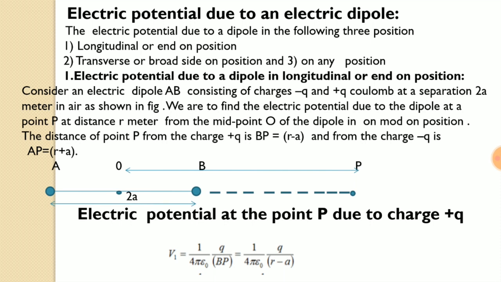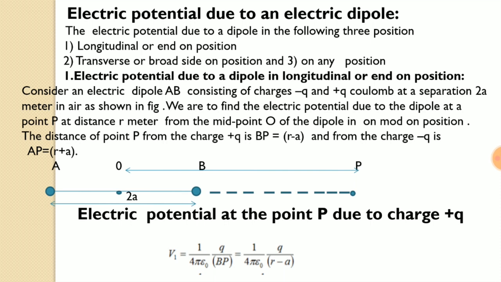So, consider an electric dipole AB consisting of charges minus Q and plus Q coulomb at a separation of 2a meter in air as shown in the figure. We have to find the electric potential due to the dipole at a point P at distance r meter from the midpoint O of the dipole on the end-on position. The distance of point P from charge plus Q is BP, that is r minus a, and from the charge minus Q, AP is equal to r plus a.